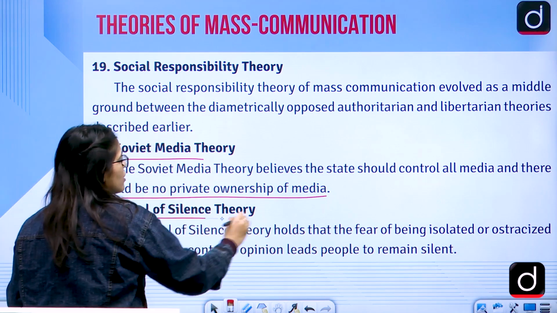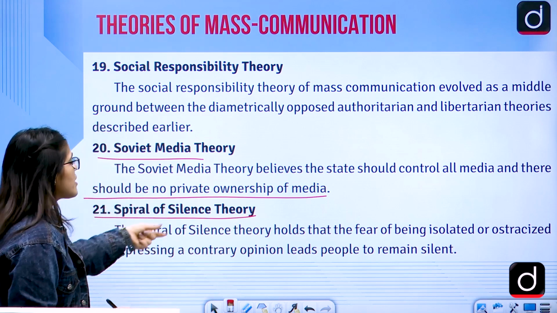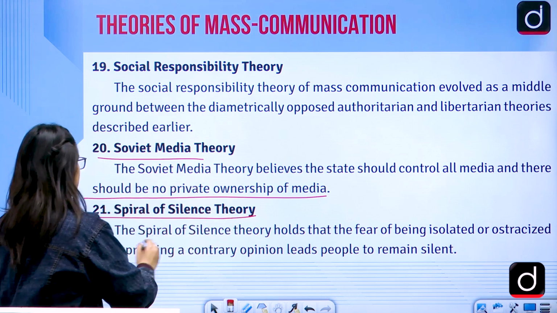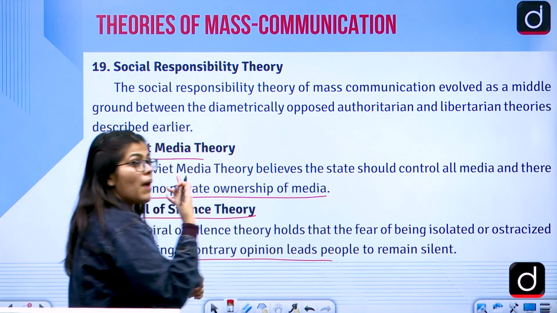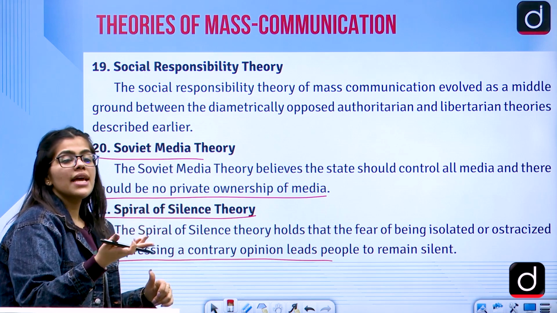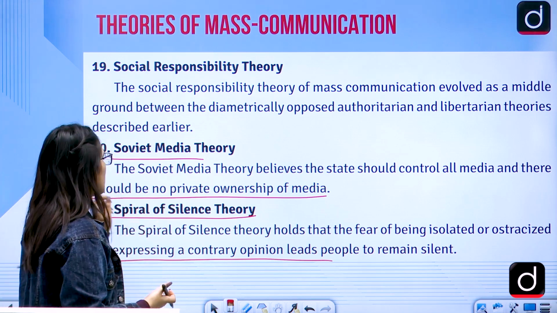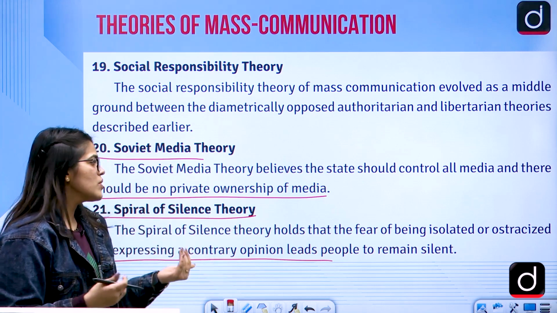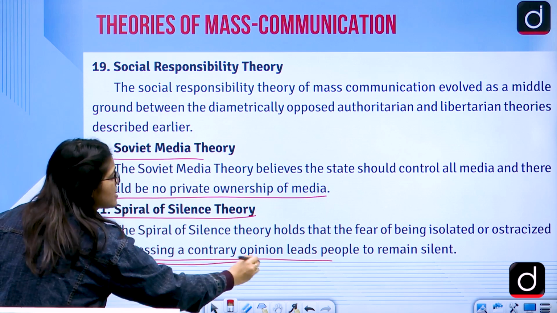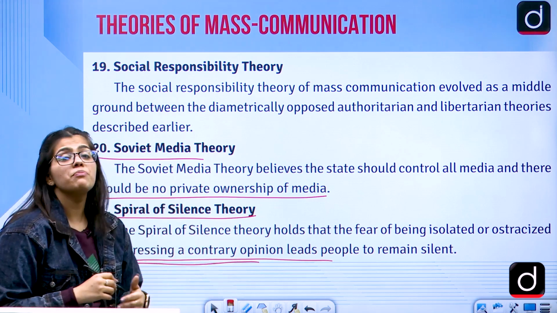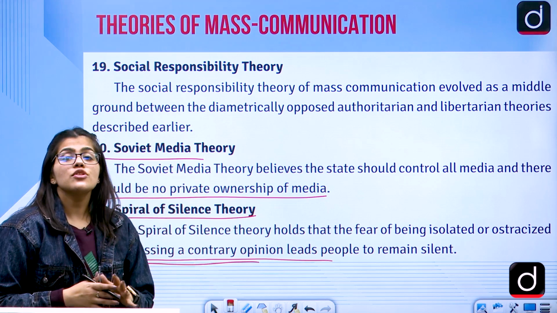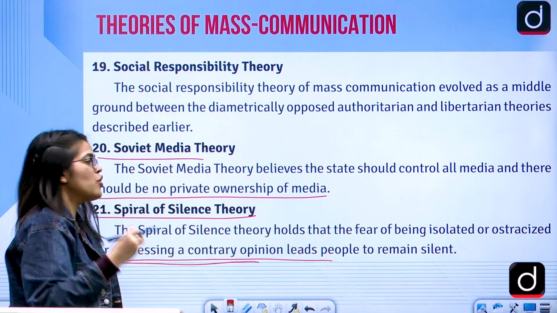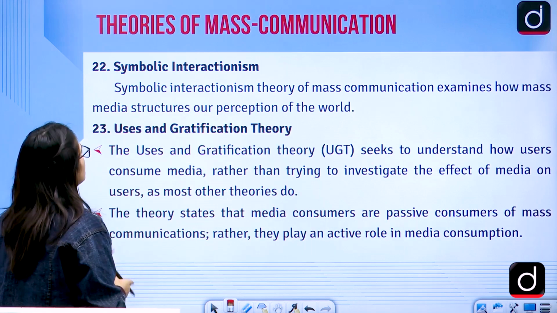Then there is a spiral of silence theory. So the spiral of silence theory holds that the fear of being isolated or ostracized by expressing your opinions is widespread when we talk about the media. The spiral of silence theory holds that the fear of being isolated or ostracized for expressing a contrary opinion leads people to remain silent always. So you are silent. Why? Because you don't get a chance to express yourself. So this is the spiral theory.